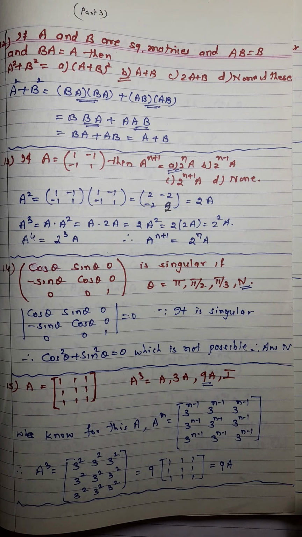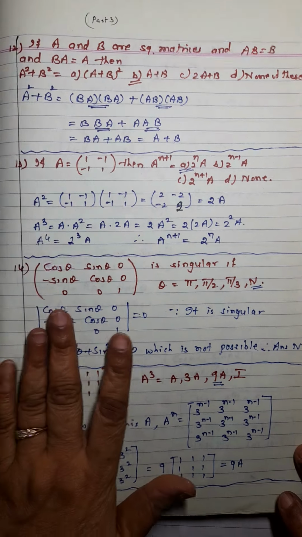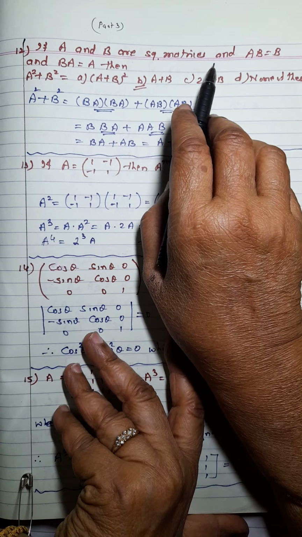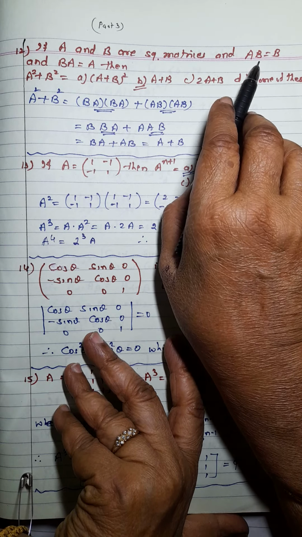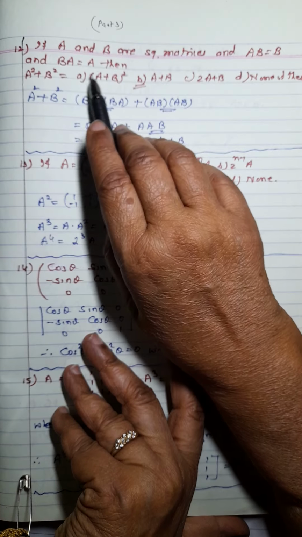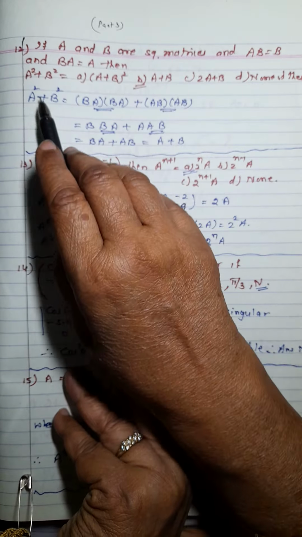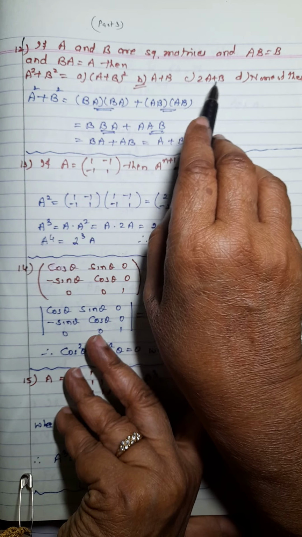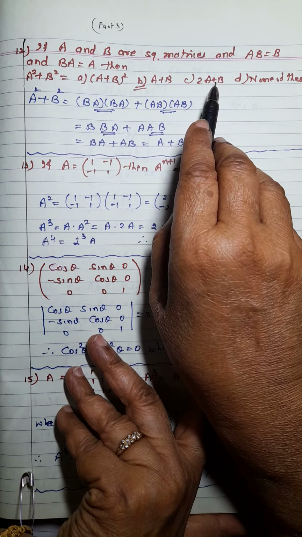Here I am explaining some problems from old papers. First problem: if A and B are square matrices of the same order, and AB is equal to B and BA is equal to A, then A square plus B square is equal to: A plus B whole square, A plus B, 2A plus B, none of these.